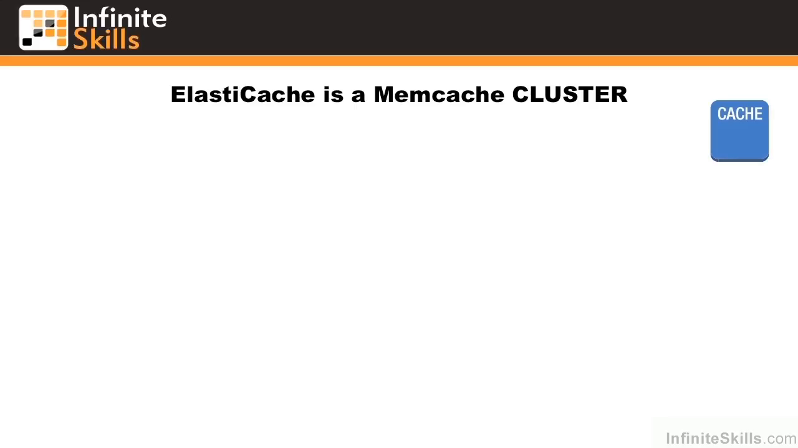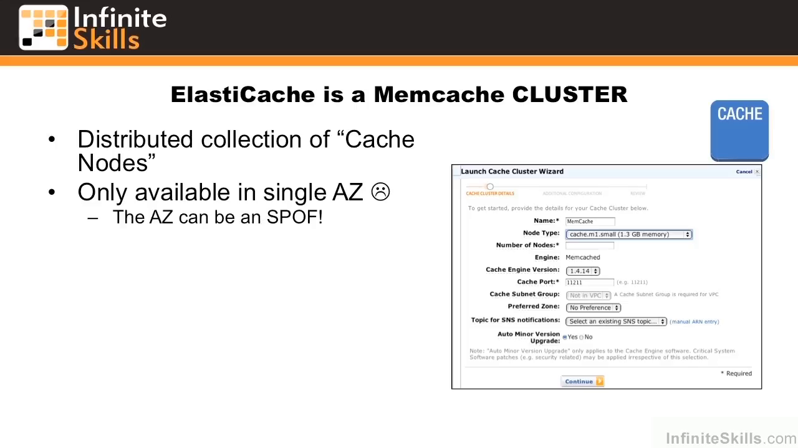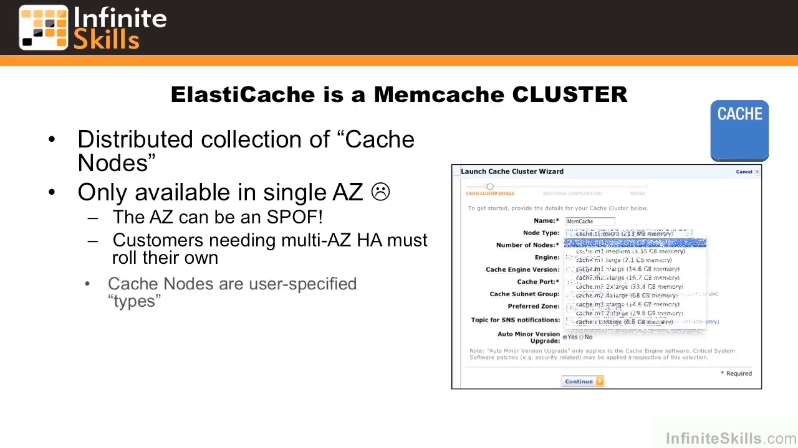Elasticache is really a Memcache cluster. It's actually a distributed collection of cache nodes. These nodes, unfortunately, are only available in a single AZ, and that AZ can be a single point of failure, especially if you're using it for something like user sessions. Customers who need multi-AZ or high availability must roll their own at the moment.